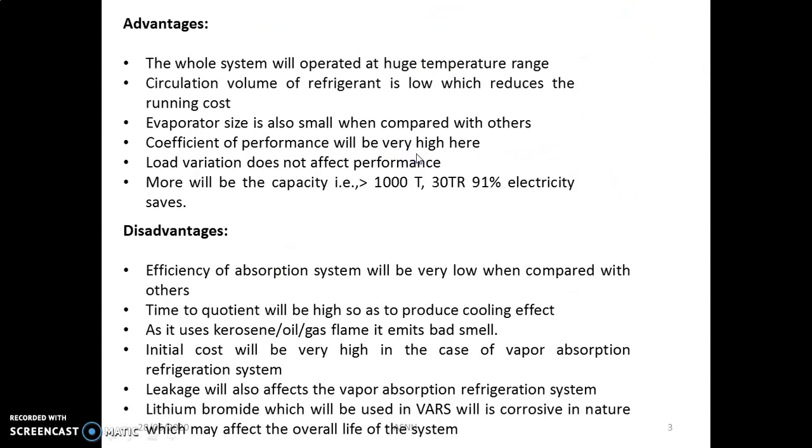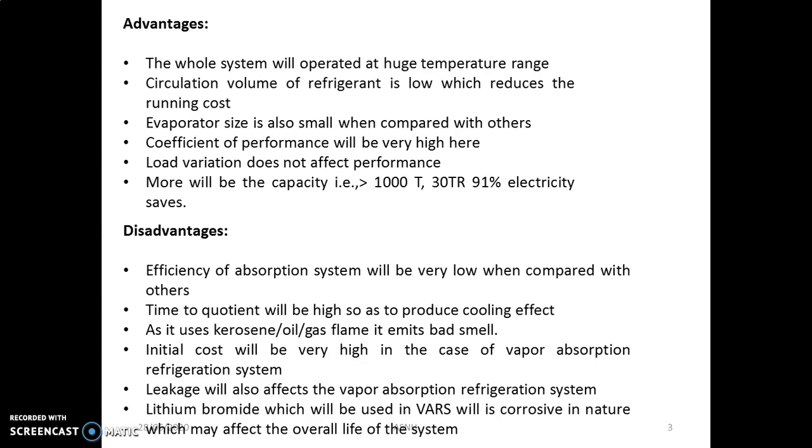So let us start with the advantages, disadvantages and applications of the vapor absorption refrigeration system. The advantages are: the whole system can be operated over a huge temperature range as compared with the vapor compression system. The circulation volume of the refrigerant is low, which reduces the running cost. Evaporator size is also small when compared with other systems.